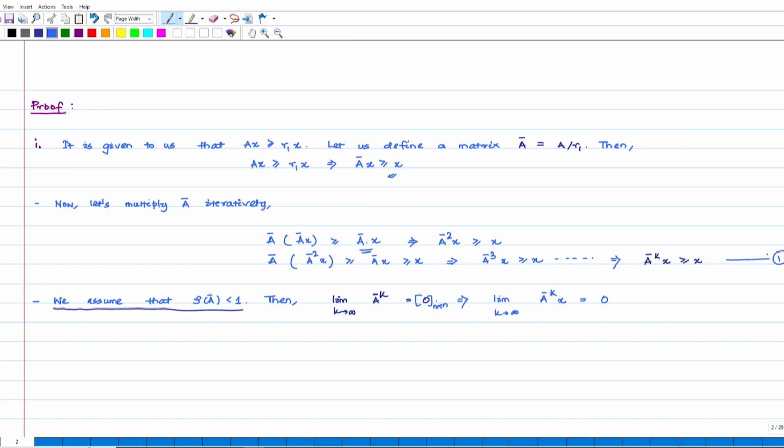Let us call this equation 1 and let us call this equation 2. Combining equations 1 and 2, what do we get? We get that 0 is greater than or equal to x. But what did we assume in the beginning? That x is greater than or equal to 0, meaning here we arrive at a contradiction.